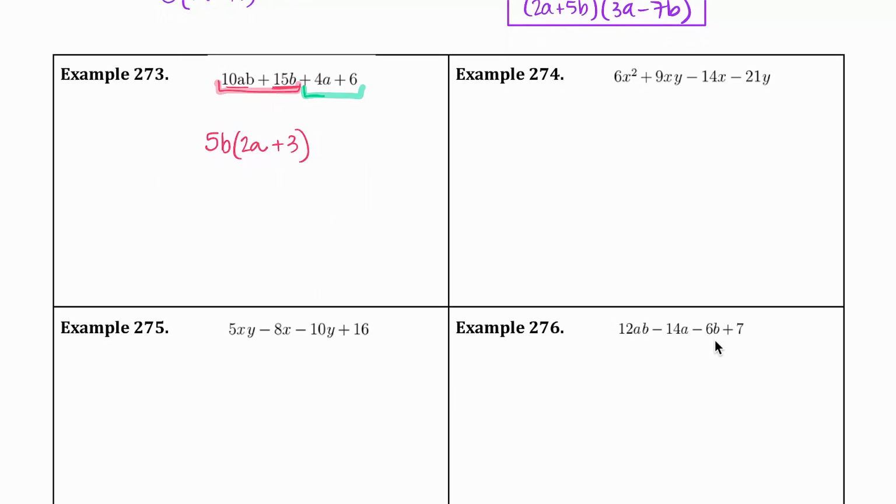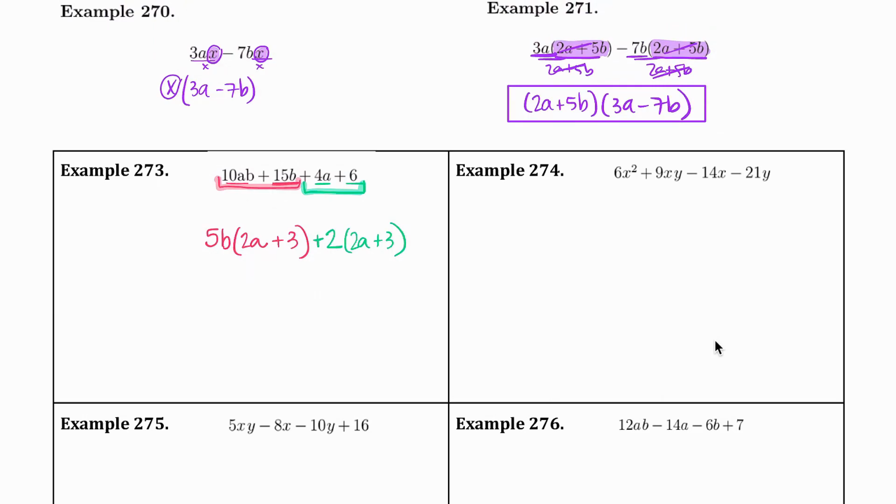Now let's do the same thing with our green part right here. We have 4a plus 6. Well, they don't both have an a, so we can't take out a letter, but they both can be divided by 2. Their greatest common factor is just a positive 2. So I'm going to put a plus here since it's positive. If we divide each piece by a 2, we end up with 2a plus 3.